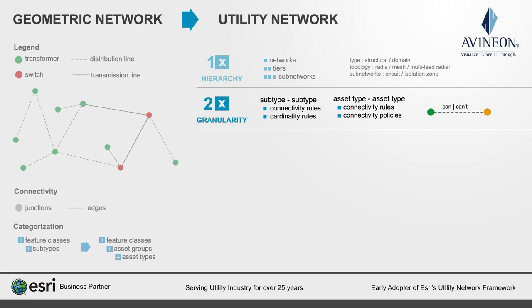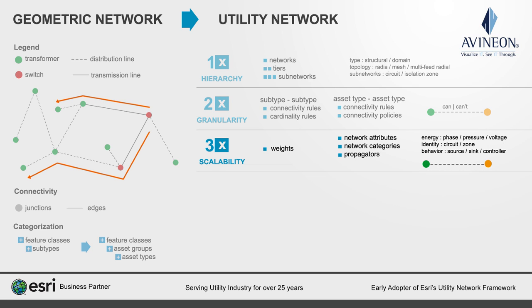Now, let us move on to the mechanics of how connectivity is put together. For those of you familiar with configuring a geometric network, the connectivity rules allowing which junction or edge can or cannot connect with another are defined at the subtype level. With utility network, these rules are set up a bit deeper using asset types. The ability to define connectivity rules at a granular level marks the second reason why utility network is more capable than the geometric model. Connectivity does not mean much if you are not able to use it for tracing.